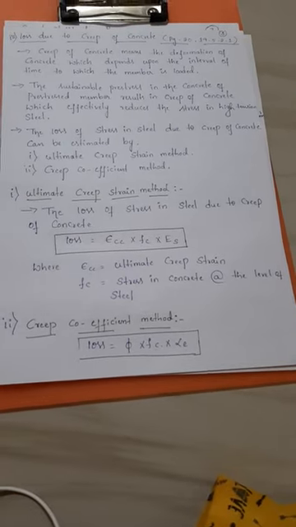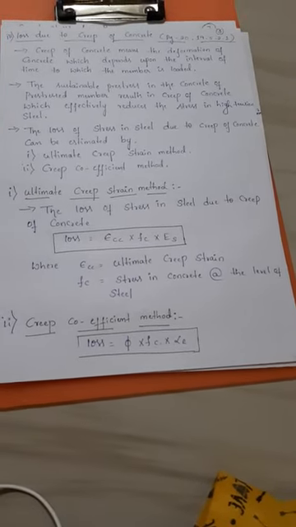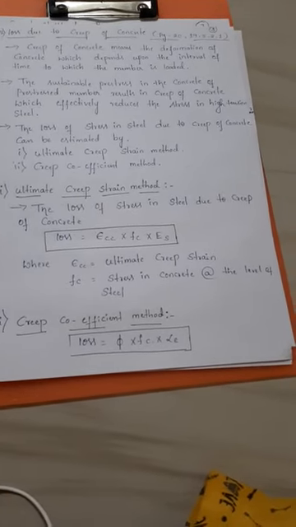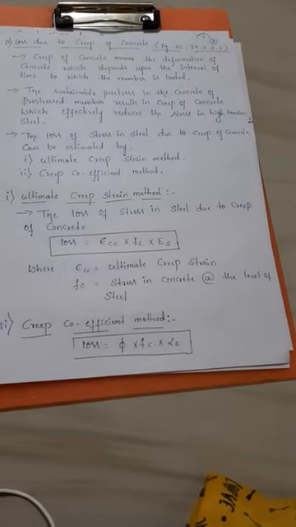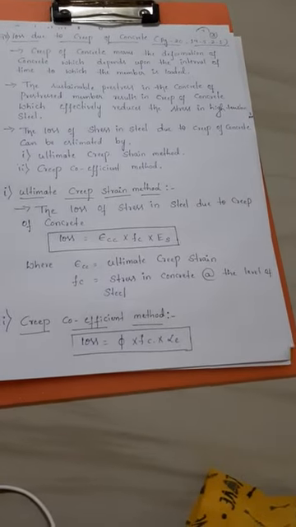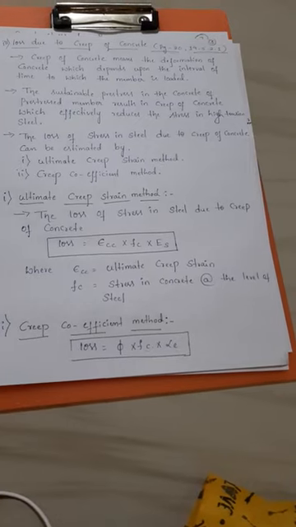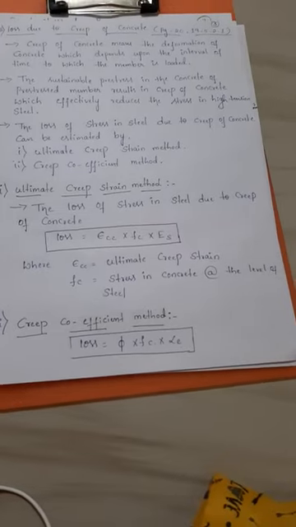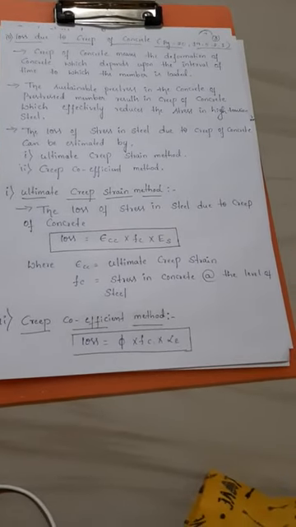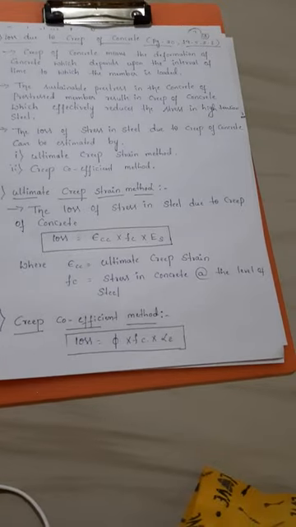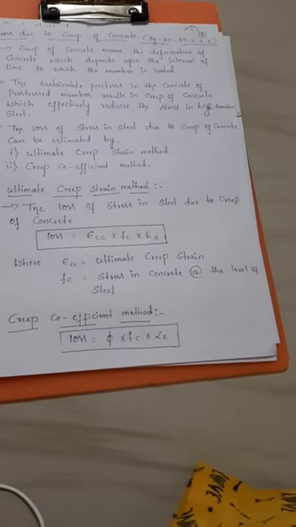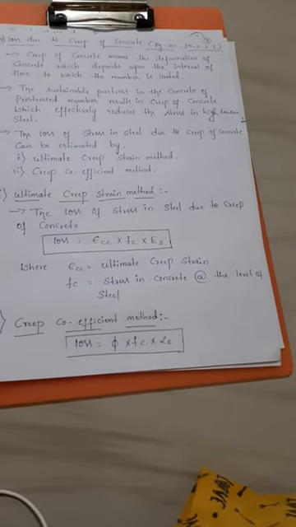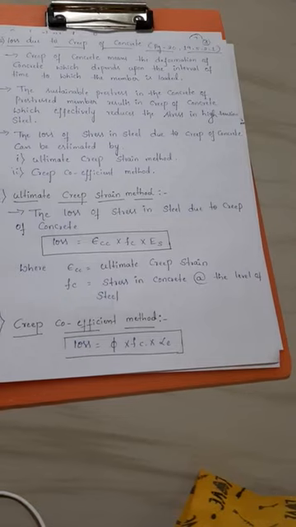So let us know the difference between the ultimate creep strain method and the creep coefficient method. In the ultimate creep strain method, the loss formula will be epsilon cc, that is the ultimate creep strain, into Fc, that is the stress in concrete at the level of steel, and Es, the Young's modulus of steel. Whereas in the creep coefficient method, the loss equals phi into Fc into alpha E. Phi is the creep coefficient, Fc is again the stress in concrete at the level of steel, and alpha E is the modular ratio.